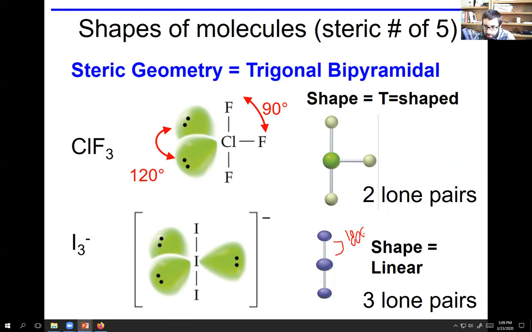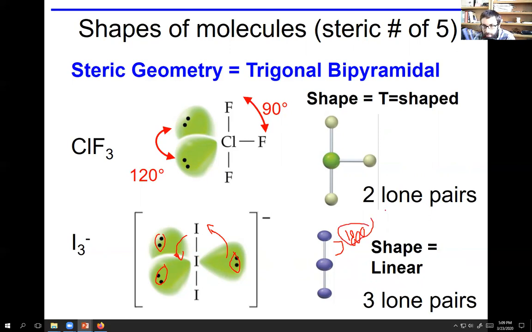Linear is always going to be 180 degrees because which way are you going to distort it? Are you going to bend it this way, or are you going to bend it that way? Well, you're going to bend it equally strong each side because of the lone pairs, and all these lone pairs are going to be pushing equally as hard. So it's going to be 180 degrees exactly, okay?